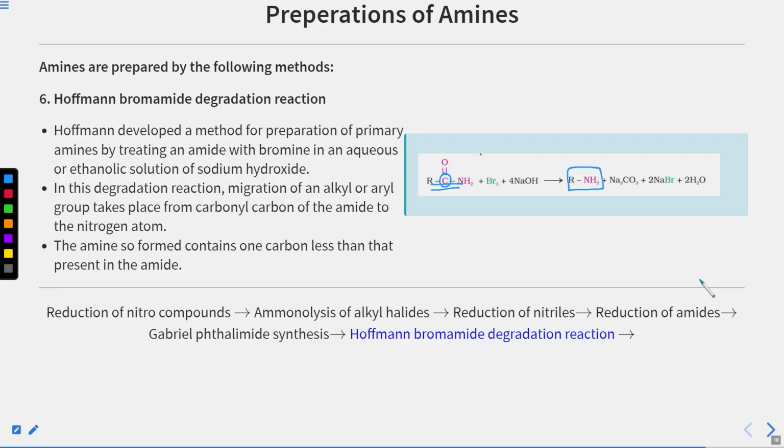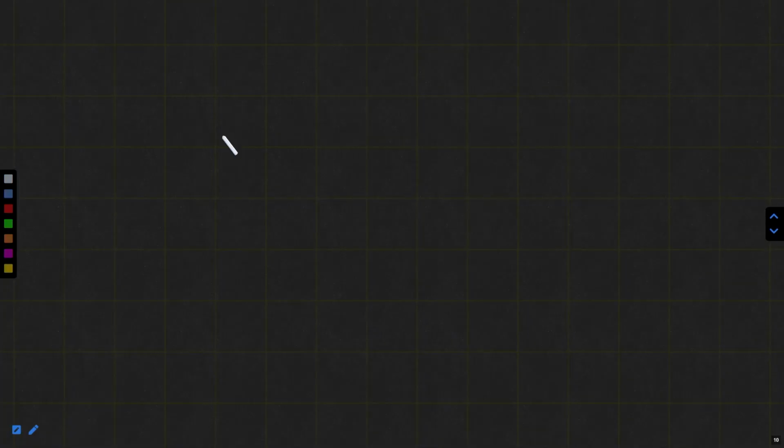Now let us move to our mechanism, because this reaction looks quite peculiar. So we will look at the mechanism also. So what is the mechanism that can be expected? Let us look at the mechanism. So first of all, we have our amide. This is our amide. Okay, so we are treating it with NaOH and Br2.